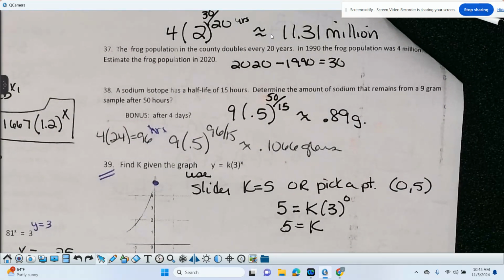Number 38 is a half-life problem. So half-life, I put a 0.5 or a 1/2 in there. It has a half-life of 15 hours, so that's every 15 hours it cuts itself in half. So how much of a 9 gram, that's your start at, would be after 50 hours? That's your time. So half-life, every goes in the bottom, time goes on the top, start at goes in front. There's your answer.